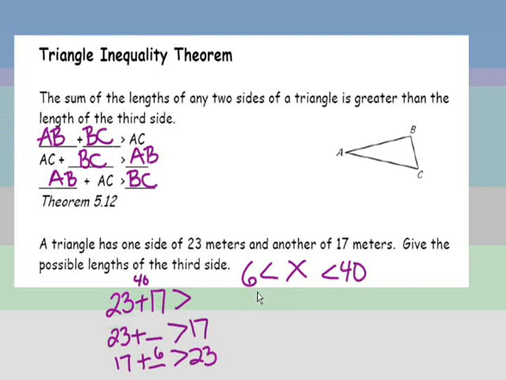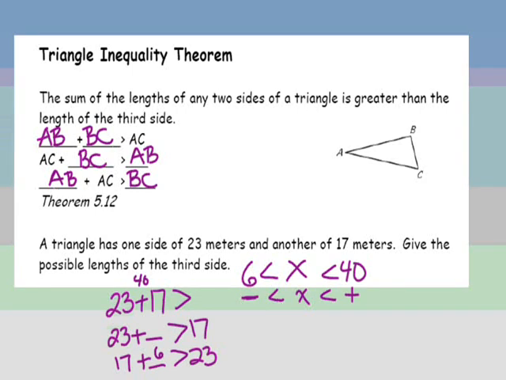Now, the way you can think of this in shorthand, if you don't want to run through all the scenarios, is this is the difference of the two sides, and this is their sum, and your missing side is always going to be in between the difference and the sum of the two sides that you are given. That's important.